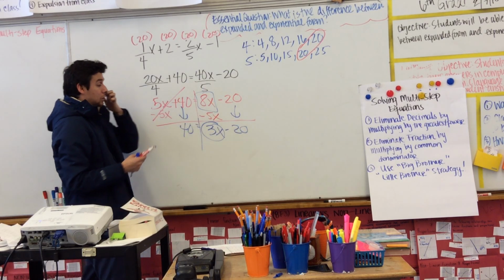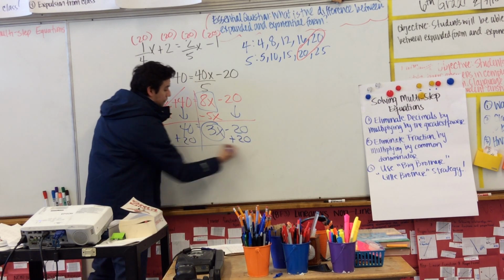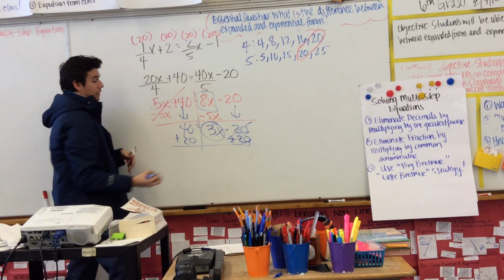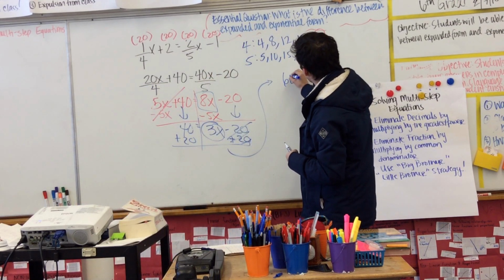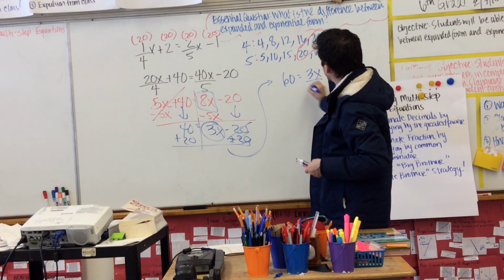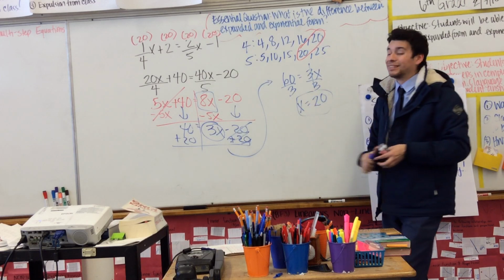The minus 20. So you use inverse operation. Plus 20, plus 20. This cancels out. I don't have any more room. I'm going to come over here. 40 plus 20 is 60 equals 3x. Divide by 3. Divide by 3. X equals 20. And that's it.